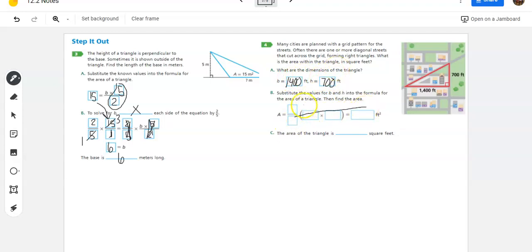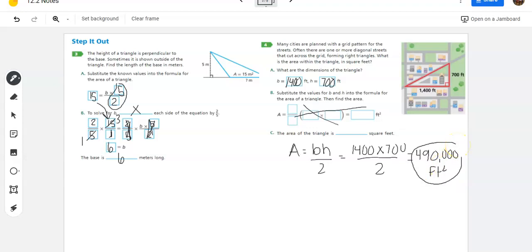Instead of filling in these, I'm going to write my formula I like. Area equals base times height divided by 2. I'm going to plug my numbers in. I have 1,400 times 700 divided by 2. When I put that in my calculator and I hit equals, I get 490,000. And then our label is feet squared. And that is our answer for that one.